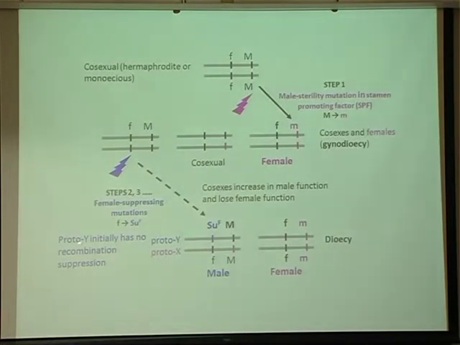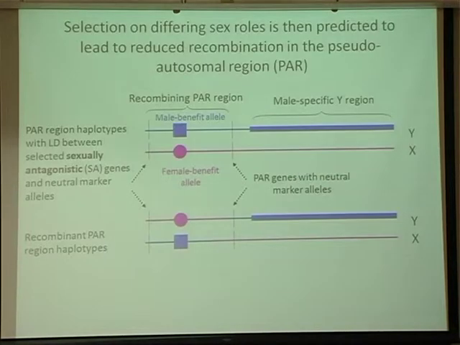So this we could call a proto-Y chromosome. There's no recombination suppression. It's just got two linked factors. Why do we end up suppressing recombination across the whole chromosome, or nearly the whole chromosome? That's the question. And the answer that people think is most plausible is that now males and females have selection acting on them in a different way.